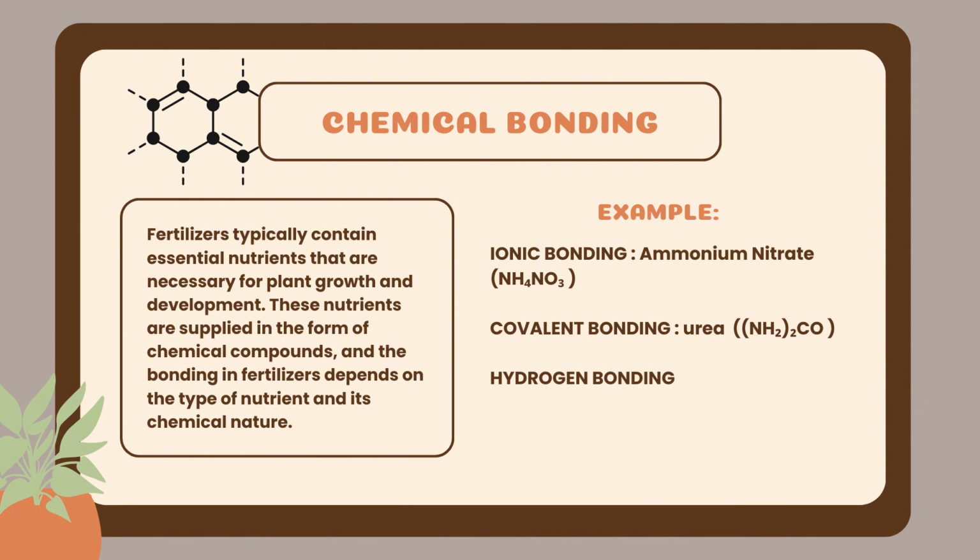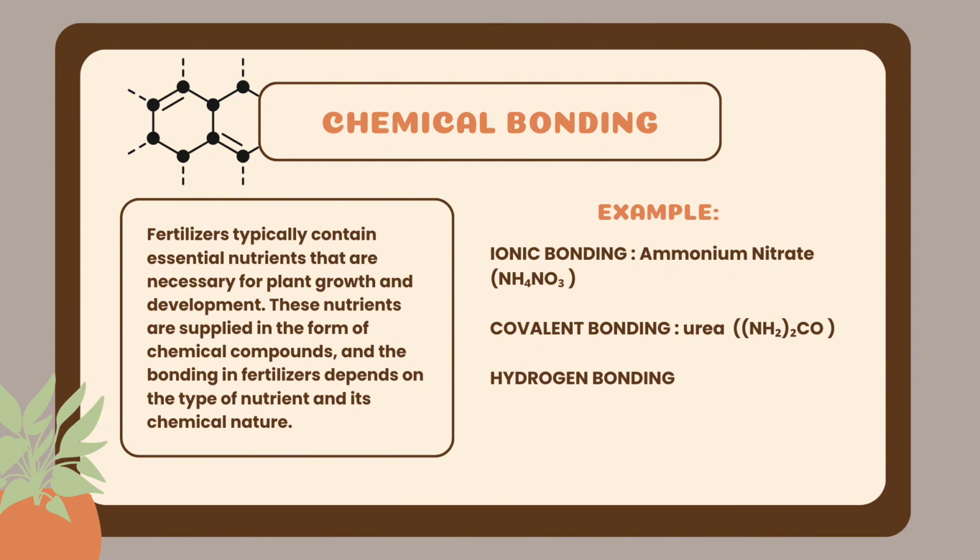For example, in ammonium nitrate, the ammonium ion is positively charged and the nitrate ion is negatively charged. Ionic bonds form between these oppositely charged ions. Next, covalent bonding. Some fertilizers like urea involve covalent bonding. In covalent bonds, atoms share electrons to achieve a stable electron configuration. In urea, carbon, nitrogen, and oxygen atoms share electrons to form the molecule.